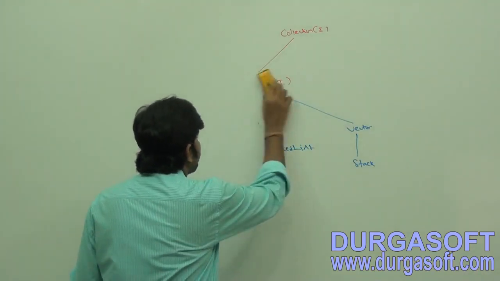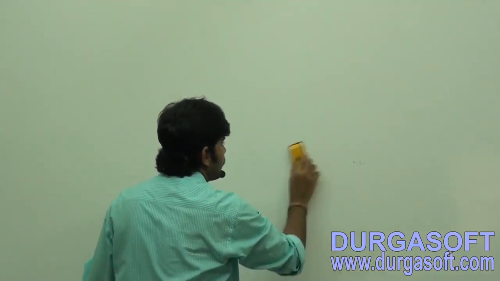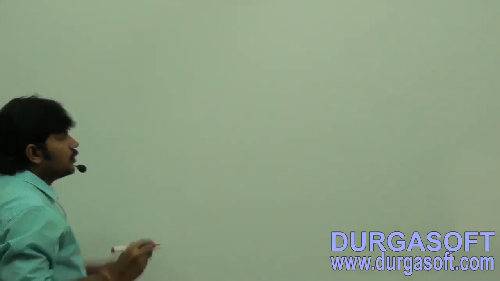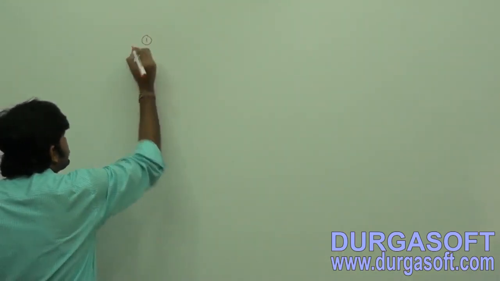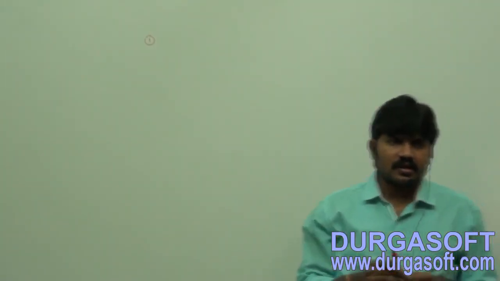Okay, now the next topic is ArrayList. Point by point, just observe. Every collection class is implemented based on some standard data structure. Correct or not? What is the underlying data structure for ArrayList?